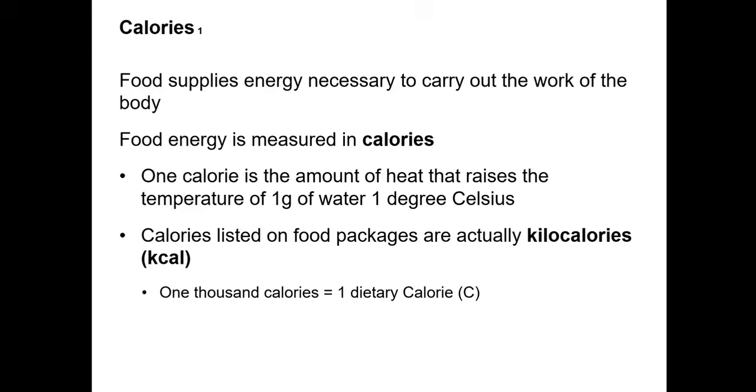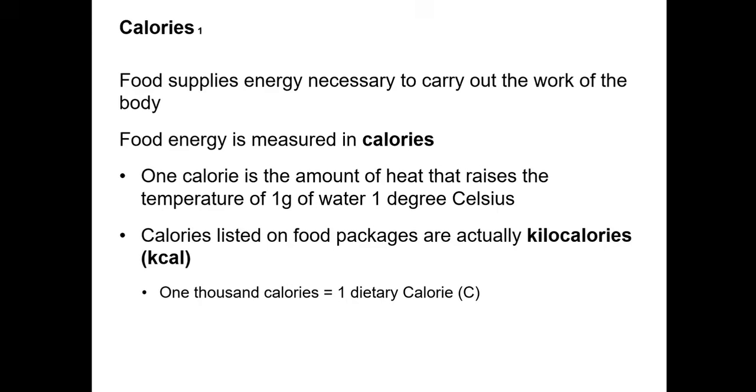So 1 calorie that you look at on the back of a nutrition label on a candy bar, for instance, that calorie tells you the amount of heat that raises, or 1 calorie is the amount of heat that raises the temperature of 1 gram of water 1 degree Celsius. So when you look at calories on a nutrition label, what you're actually seeing are kilocalories. Kilocalories are equal to 1,000 dietary calories.